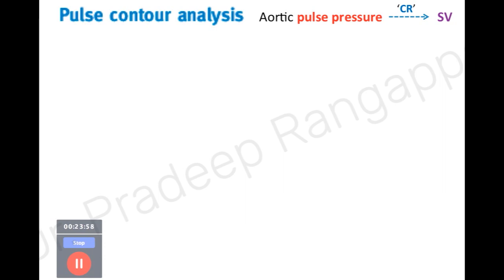Basically, our understanding is that we capture the aortic pulse pressure, take the area under the curve, and correlate it as a measure of stroke volume, right? This is the formula that we use for pulse contour analysis, which involves resistance and compliance of the aorta, and cardiac output is calculated as mean arterial pressure divided by the compliance and resistance components. So we basically use mathematical equations to derive cardiac output based on capturing the area under the curve of stroke volume.